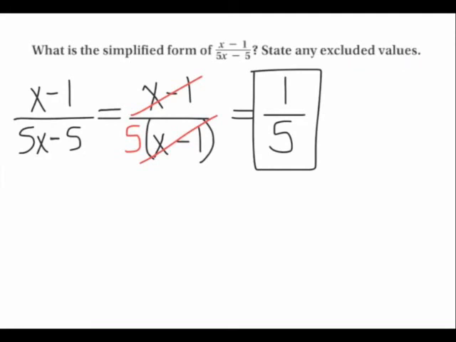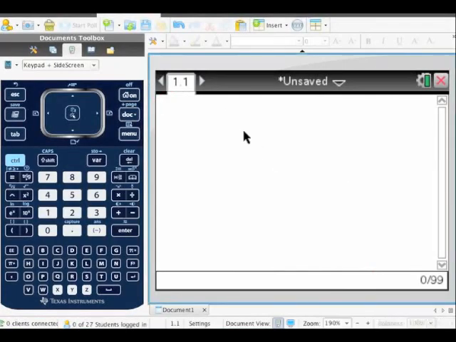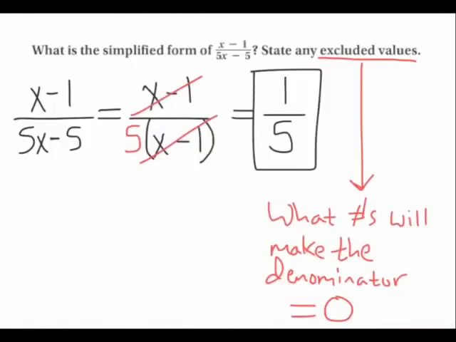Now, an excluded value, this means what numbers will make the bottom of the fraction, or the denominator, equal to 0. Now remember that you can't divide by 0. If you try to divide by 0, let's say 7 divided by 0, undef. That means undefined. So you can't divide by 0, even when you are dealing with x's, like we are in this expression here. So an excluded value is a number that we can stick in for x that will make the denominator equal to 0.